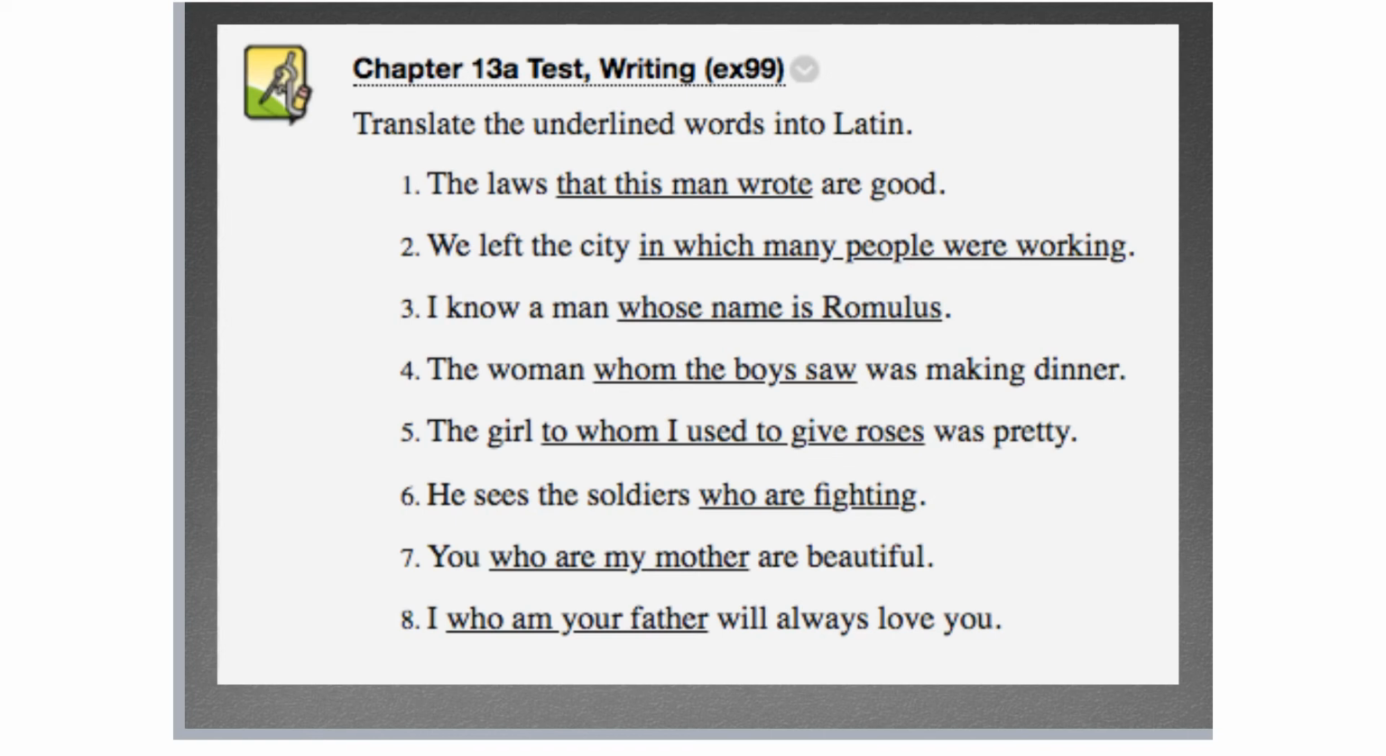Let's do number 2 because it's a little trickier. We left the city in which many people were working. So the in is part of this, and we've got to take account for that. It's going to be likely an ablative, but we've got to make sure we know which kind of ablative so we know how it works. With city, which is really in the city, that's going to be my ablative place where, so it is going to use a preposition. So in quo, and then multi homines laborabant. I will leave the rest to you.